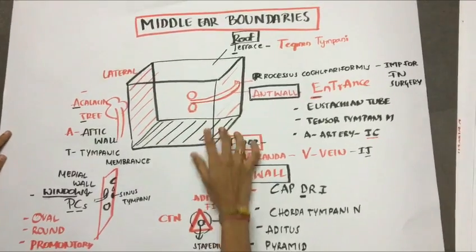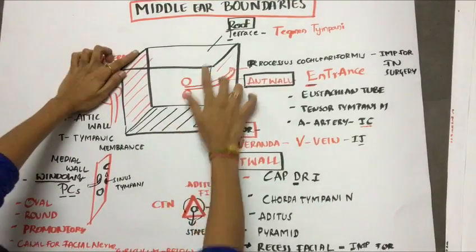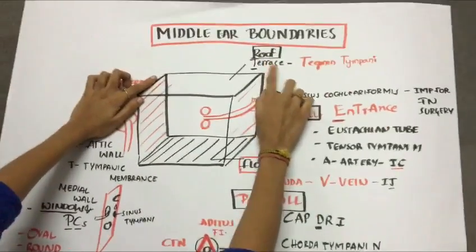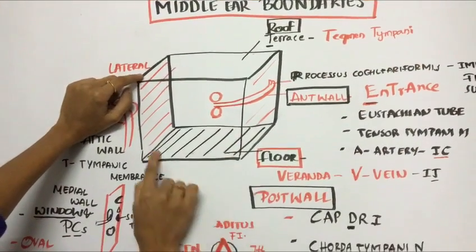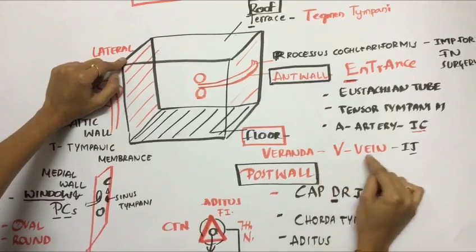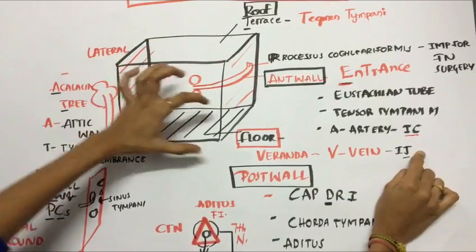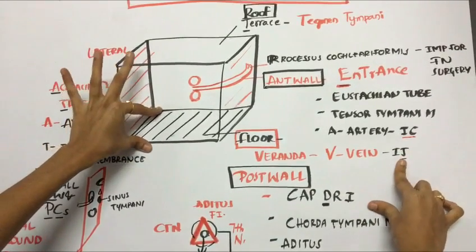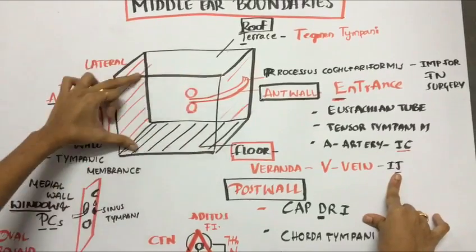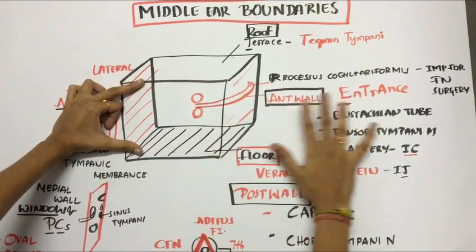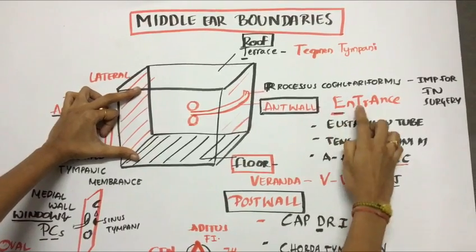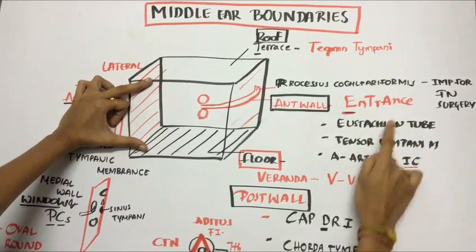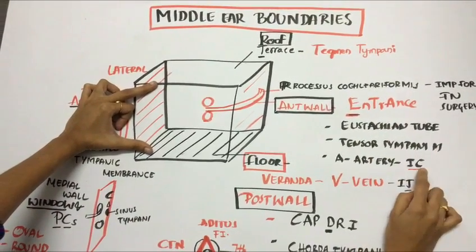A summary: a house has a roof. In the roof there is a terrace. T for tegmen tympani, a bony plate. And the floor. In the floor there is a veranda. V for vein, internal jugular vein. There is a bony plate which separates it from the internal jugular vein. And then comes the anterior wall. Remember the entrance. In the anterior wall there is an entrance. E for eustachian tube. T for tensor tympani muscle. A for artery, internal carotid artery.